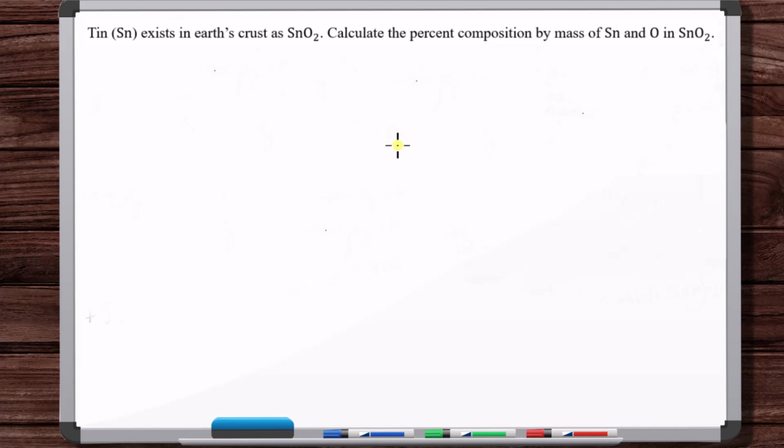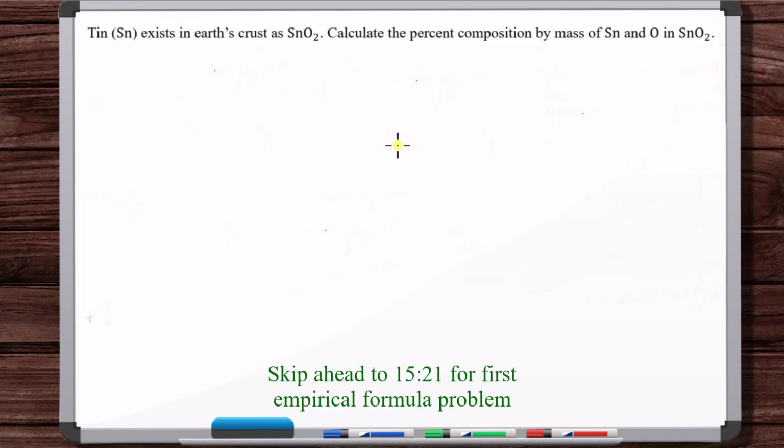In this video, we're going to work a bunch of problems related to percent composition by either mass or just in general, as well as determining the empirical formula. So you can use the percent composition by mass or just in general to get to the empirical formula. All right, let's get started.